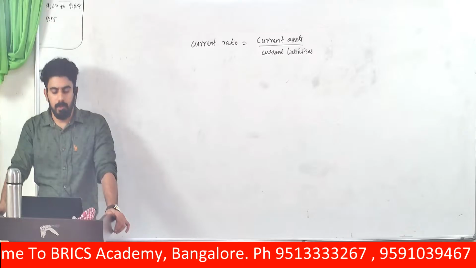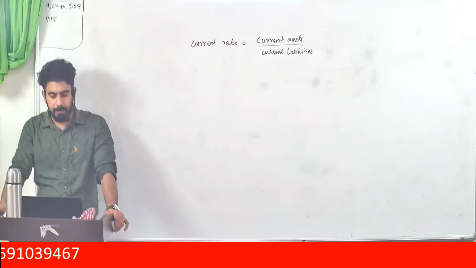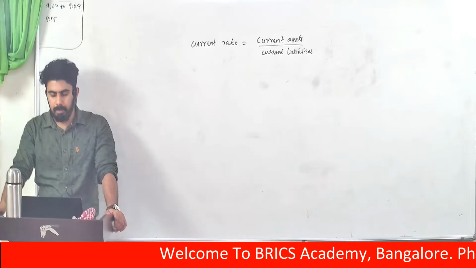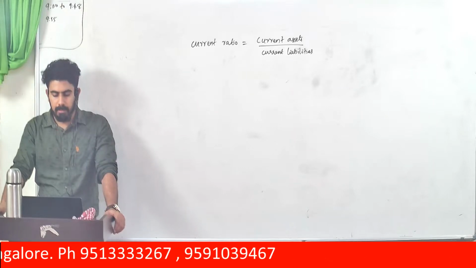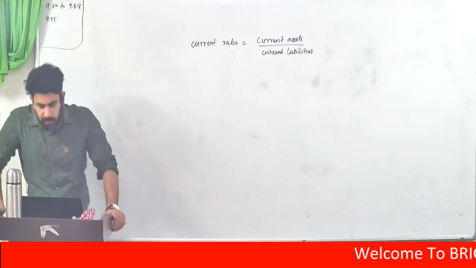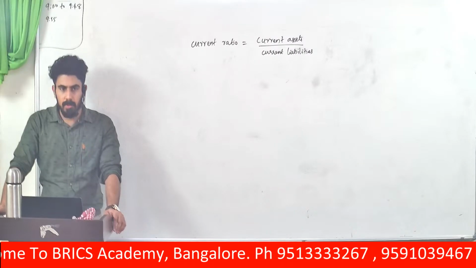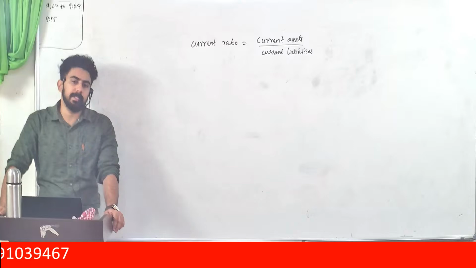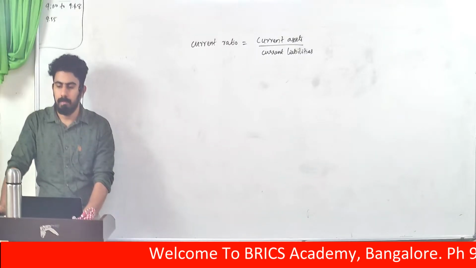Where current assets is equal to inventories plus debtors plus cash and bank plus receivables, in bracket you write accruals, whatever we have to receive, bracket close, plus loans and advances, plus disposable investments, plus etc.